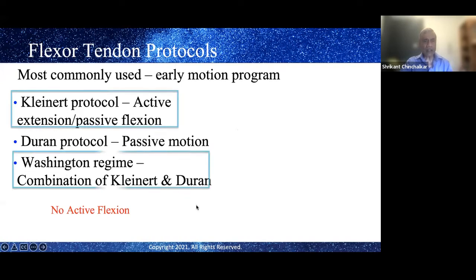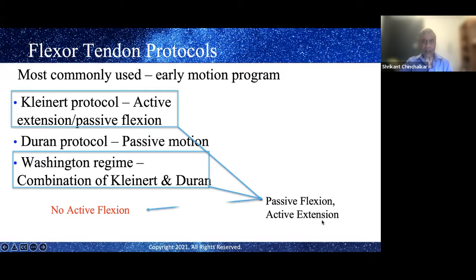So if we pay attention to the Kleinert protocol as well as the Washington regime, we can very well see that it is giving us passive flexion and active extension. And if you compare the motion that we have as a result of using Kleinert as well as the Washington regime, there is no active flexion of the tendon or active activation of the flexor tendons in their protocols.